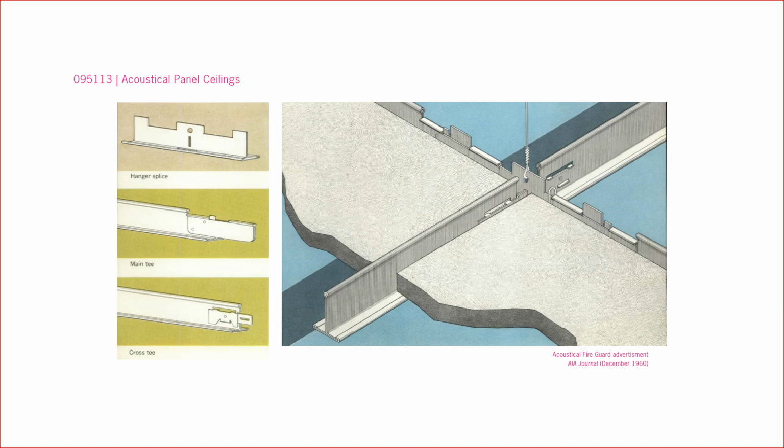In particular, I'm focusing on the most common form of APC still being used today. The standard APC system is composed of both the 2x2 or 2x4 modular acoustical panels, typically made of either mineral fiber or fiberglass with a fissured surface, as well as the metal suspension system hung from the floor or roof structure above.